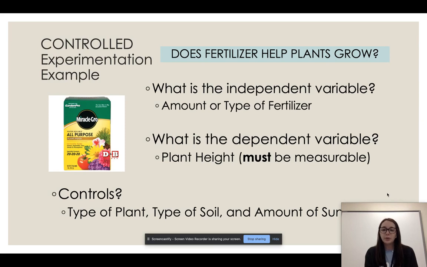My dependent variable is actually the plant height because I have to measure it. So I can physically measure my plant's height in response to the amount or type of fertilizer that I'm adding. My controls of this experiment would be the type of plant, the type of soil, the amount of sun, and also the water that I'm giving the plants. You don't want to favor a couple plants because the data that you're collecting won't be considered good, because it's not accurate to what every single test subject, in this case the plant, is experiencing. So I have to keep it controlled in that environment.